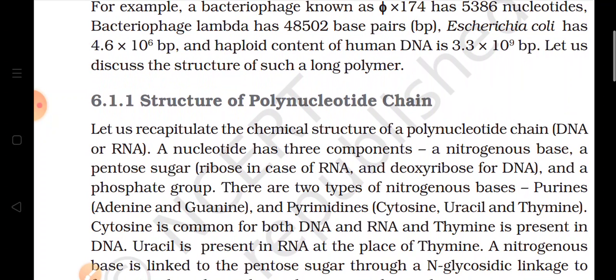So first we will talk about the nucleotide. What is a nucleotide? Right now we are talking about how many nucleotides join together and form a long chain of nucleic acid. So what is a nucleotide? If we talk about the structure of a nucleotide, this nucleotide has 3 components.